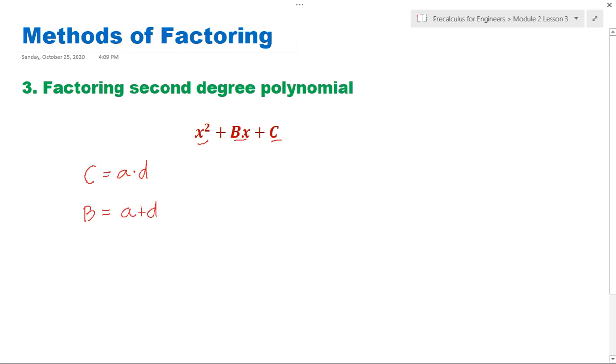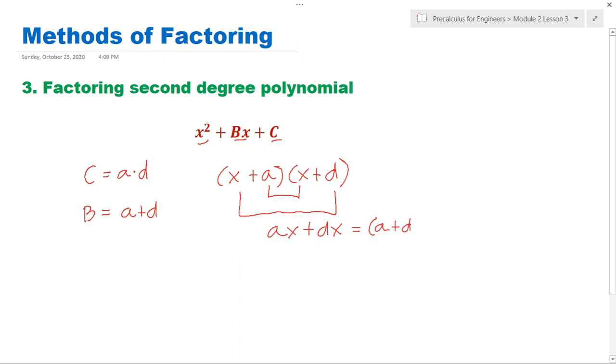So, ganun ha. Kasi, if you're going to use the FOIL method, let's say you put here x plus a times x plus d, we can verify na yung b pala is just equal to the inner plus the outer, which is equal to ax plus dx. So, therefore, this is equal to a plus d pala. So, therefore, if we are going to guess or try a factor for our last term, see to it that their sum must be equal to the middle term.